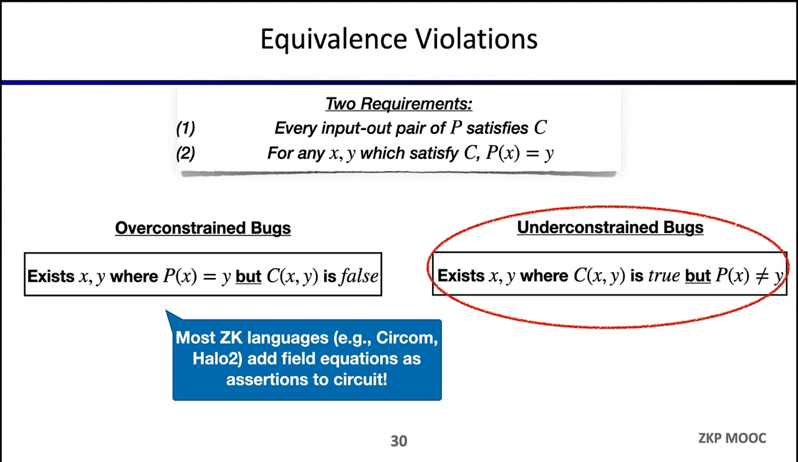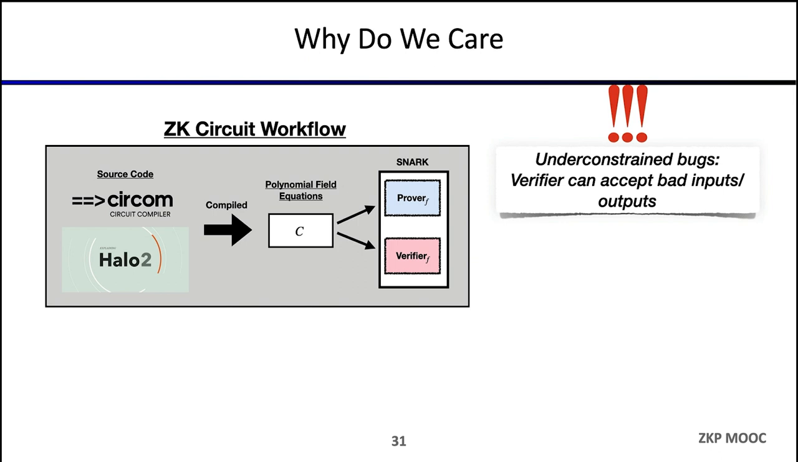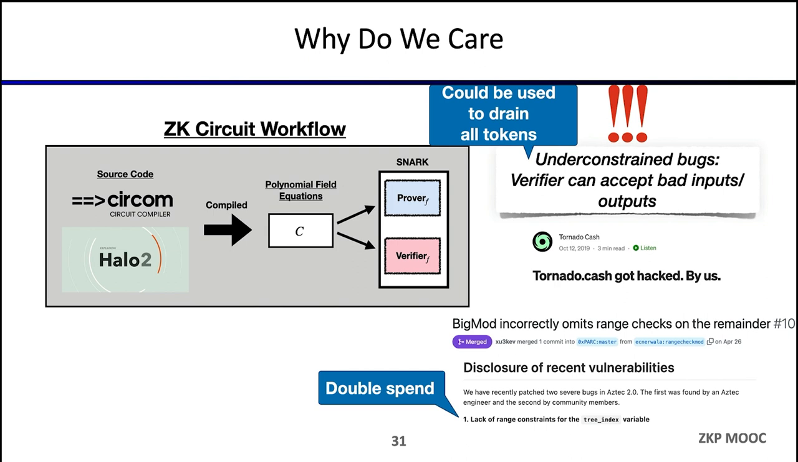So, why do we care? To understand this, let's review the original workflow of ZK circuits from source code to ZK-SNARK. In the end, the ZK circuit is going to produce a SNARK, which is comprised of a prover and a verifier. Which means that if there is an under-constrained bug in the original source code of the ZK circuit, the verifier can accept bad input-output pairs that are not supposed to be accepted originally. And this is not just a hypothetical bug; it can actually lead to serious vulnerabilities in applications, including enabling the attacker to drain all of the tokens of the protocol, as well as allowing users to double spend.